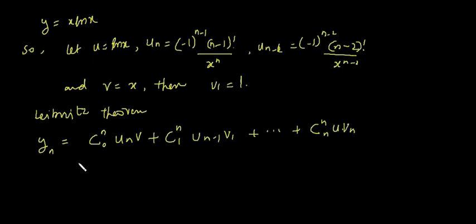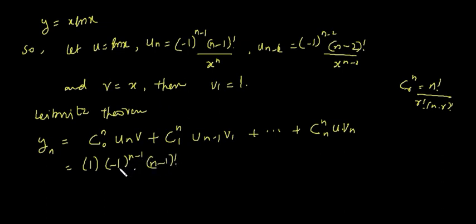So now substituting the values, the value of nCr is equal to n factorial over r factorial times n minus r factorial. This is the combination formula. So when you put 0, this will be equal to 1, and the nth derivative of u, that is minus 1 power n minus 1 into n minus 1 factorial that we obtained from here, and then whole divided by x power n, into the first derivative of v, the function v itself, so this will be x. We can cancel this.